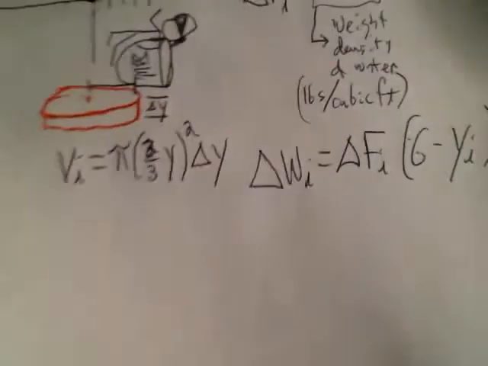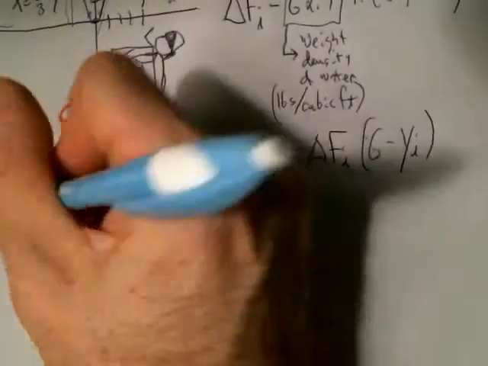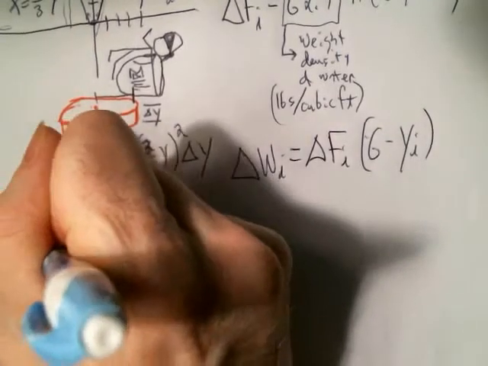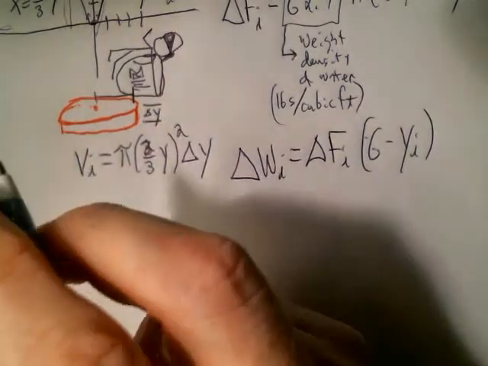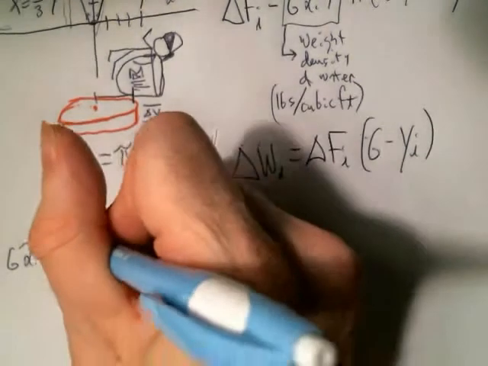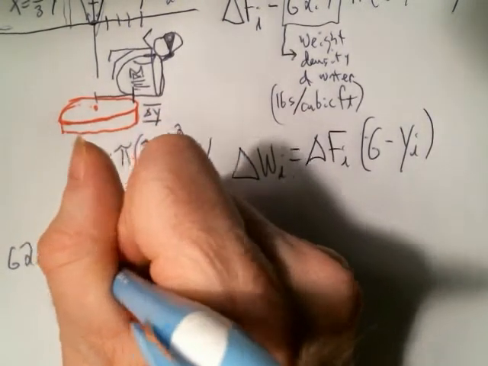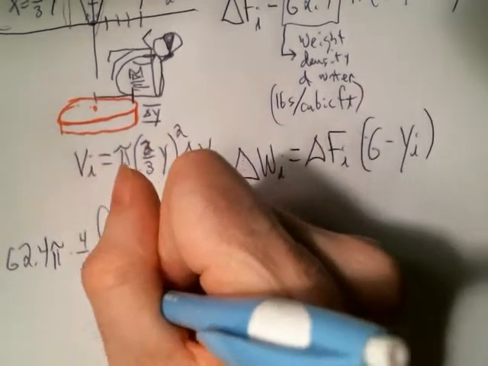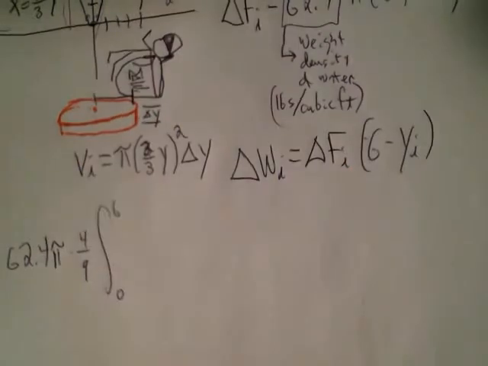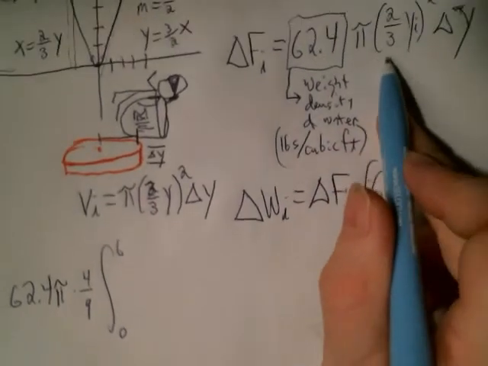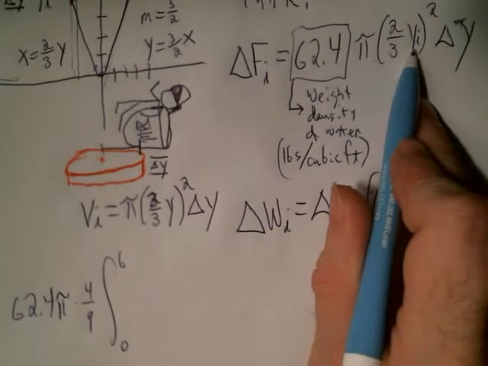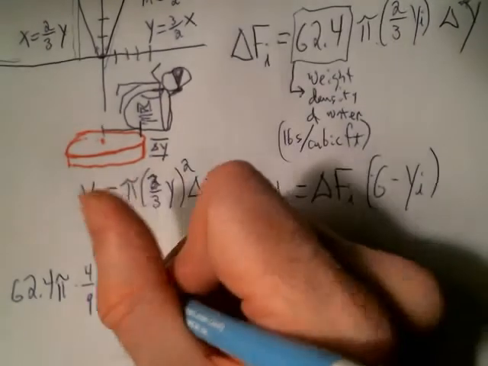Okay, and then you just add all that up. So at the end of the day, it's going to be 62.4 pi times 4/9 integral from 0 to 6 of what's left over. I'm factoring out all my constant material. So we got the y squared, I guess, and then dy.